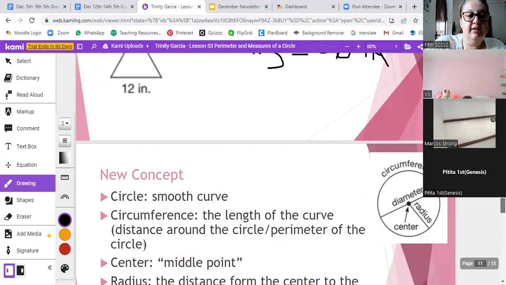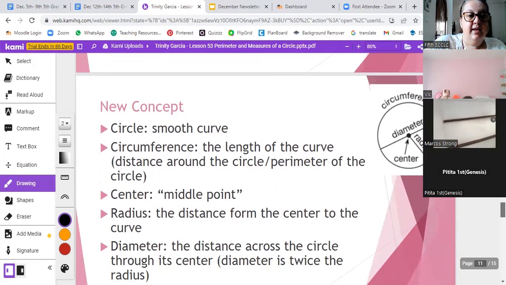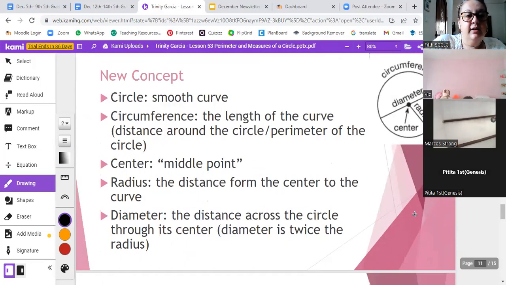If they're not, then we just add. Okay. The other thing we're going to talk about is a circle. The outside of a circle is not called the perimeter. A perimeter is the outside of all the other shapes. The outside of a circle is called the circumference. That's the outside of the perimeter of the circle.